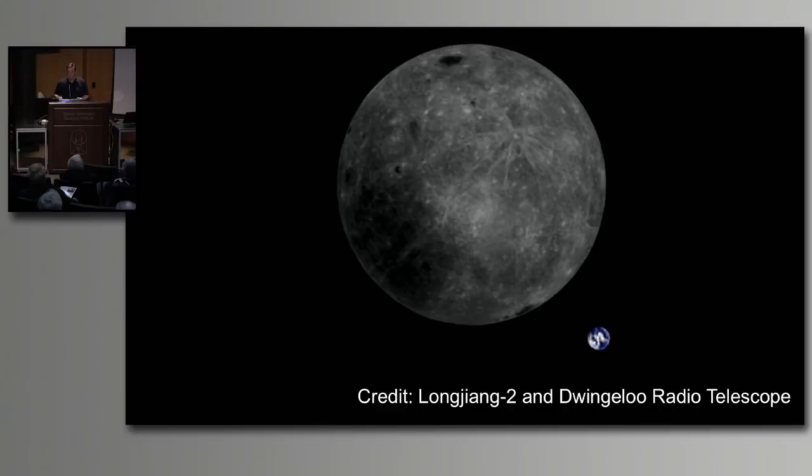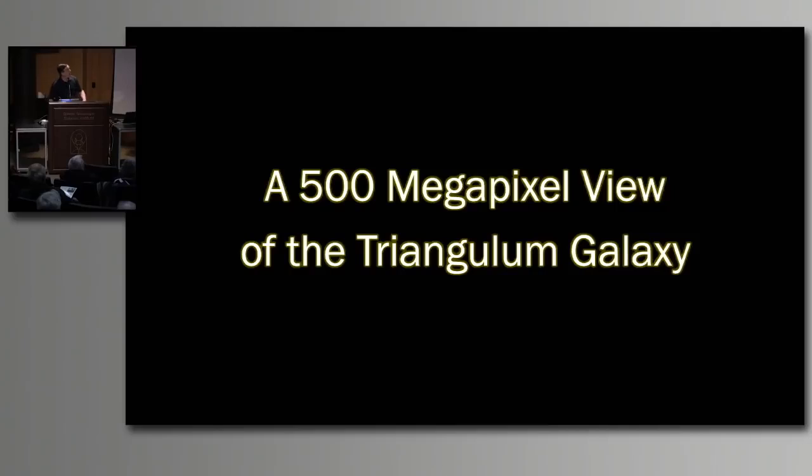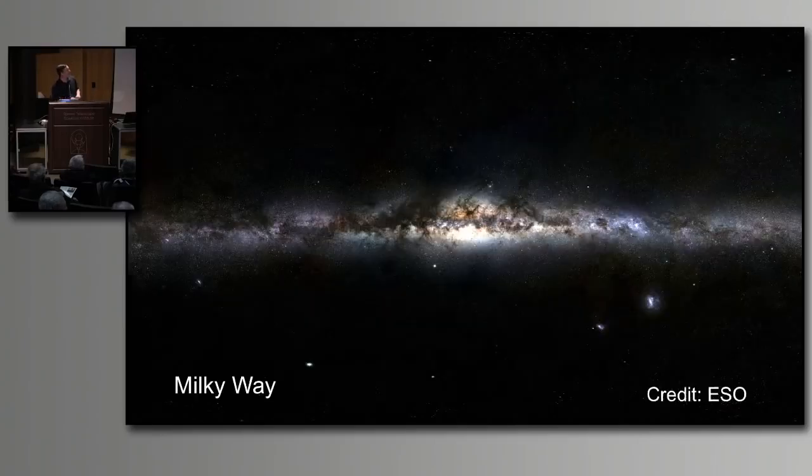All right. Our second story, a 500 megapixel view of the Triangulum Galaxy. I was speaking about the Orion Nebula image being 300 megapixels. Wow, we have a 500 megapixel view. So let's set this up for you. This is a pan of the night sky showing our Milky Way galaxy.